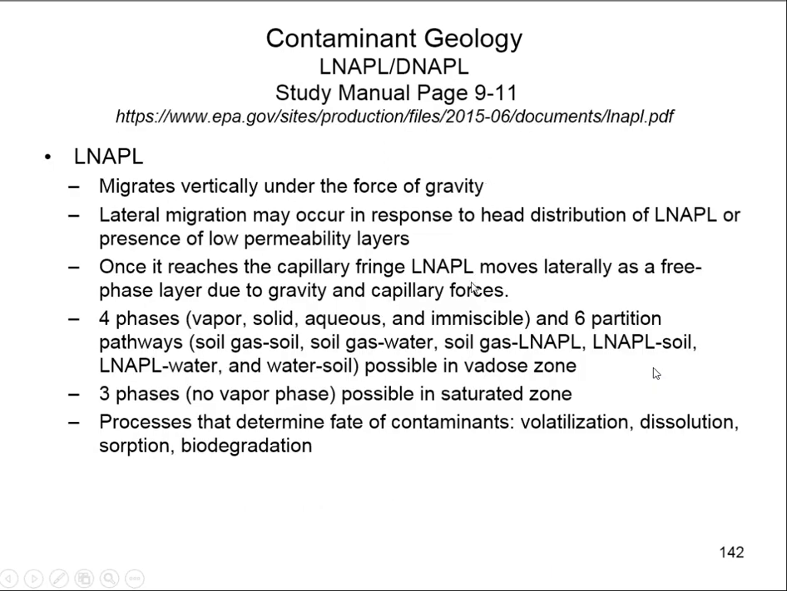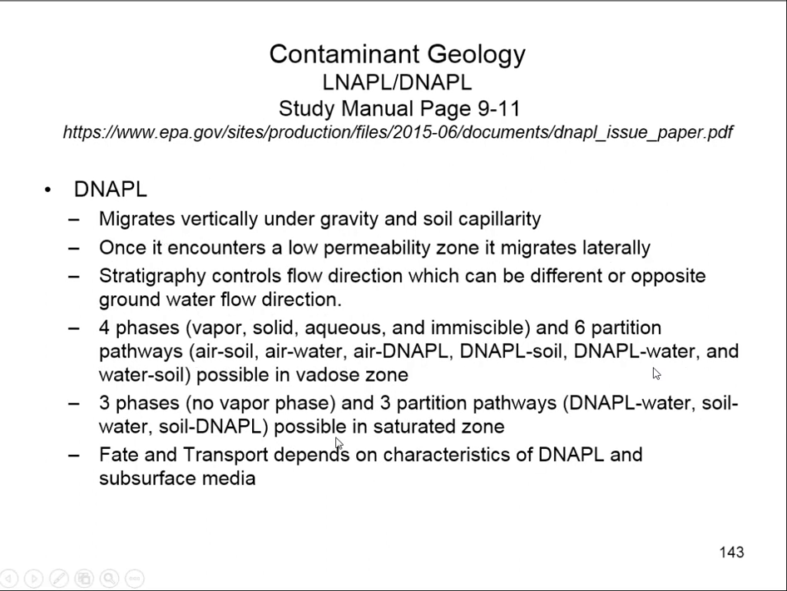LNAPLs will migrate under the force of gravity, and if it reaches a clay lens, it'll move laterally until it can move downward again. And when it reaches the saturated zone, which would be the capillary fringe, the vapor phase is going to go away, leaving us with just three phases. Whereas the DNAPL, again, migrating vertically until it reaches those clay lenses, it's going to lose the vapor phase where it's saturated, and then it's going to continue to move on.